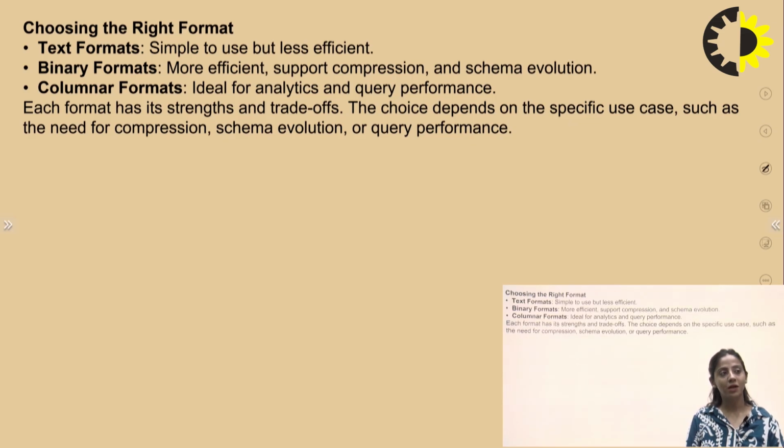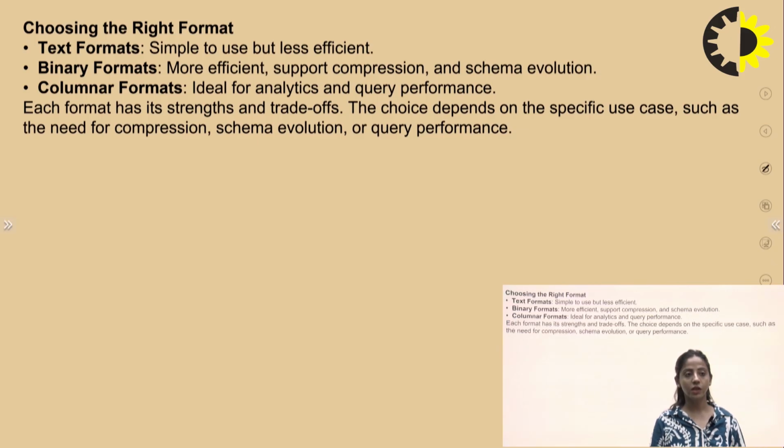Choosing the right format. How are you going to choose the right format amongst these formats? First one is text format, simple to use but less efficient. Binary formats are more efficient and support compression and schema evolution. Columnar formats are ideal for analytics and query performance. Each format has its strengths and its trade-offs. The choice depends on the specific use case, such as the need for compression, schema evolution or query performance.